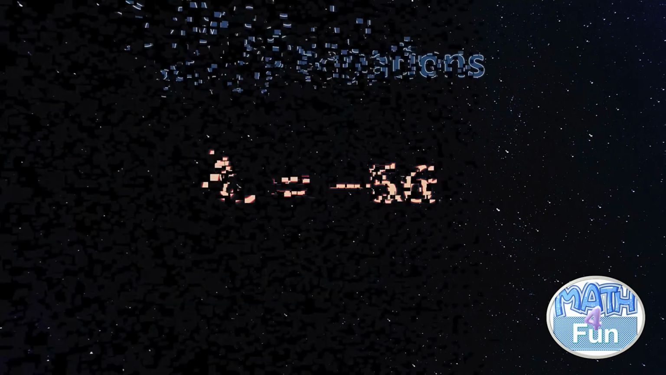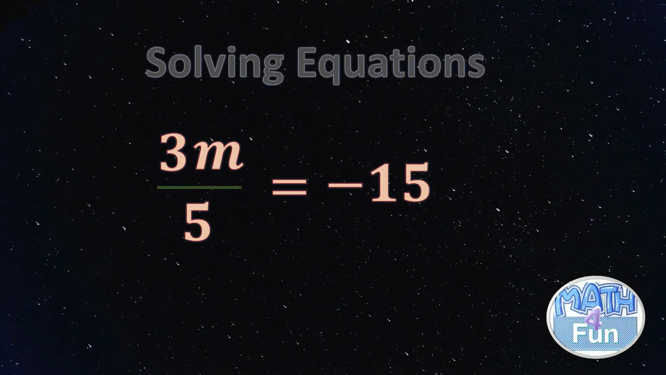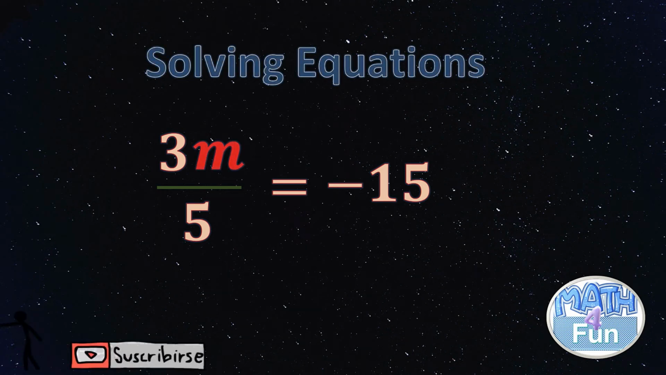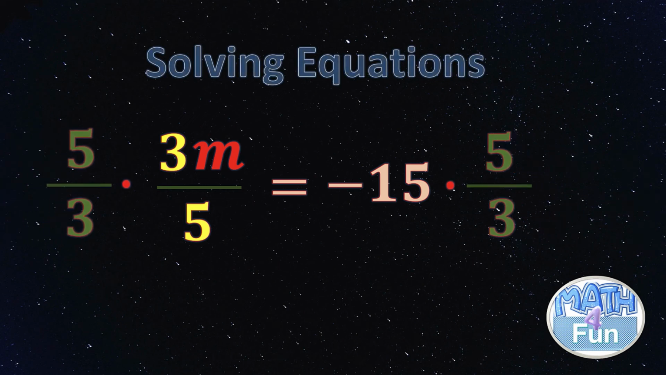Let's see another example. Here we have 3m over 5 equals minus 15 and we want to find m. To find m, we have a fraction multiplied by m, which is 3 over 5. To get rid of 3 over 5, we multiply the whole equation by the reciprocal of 3 over 5, which is 5 over 3. Why? Because 5 over 3 times 3 over 5 gives us 1.